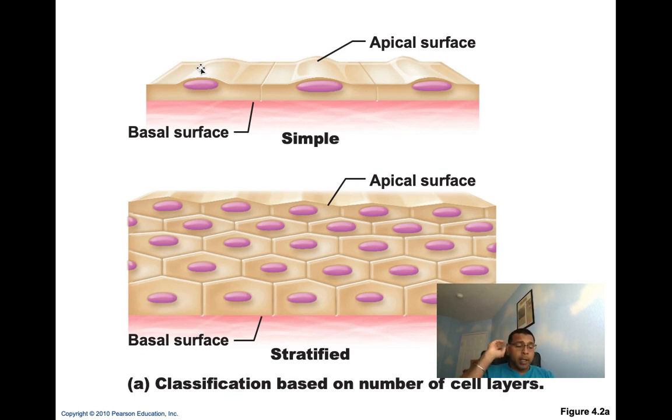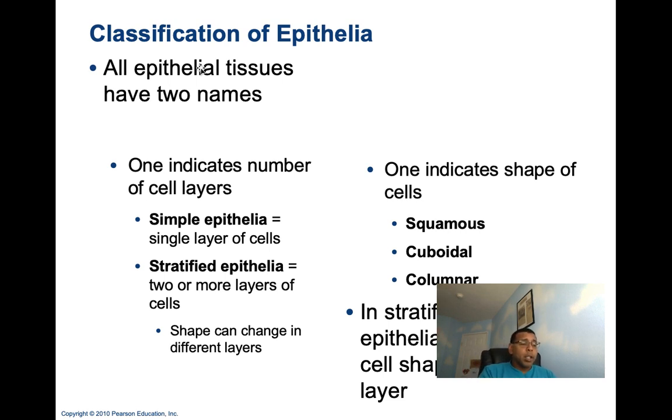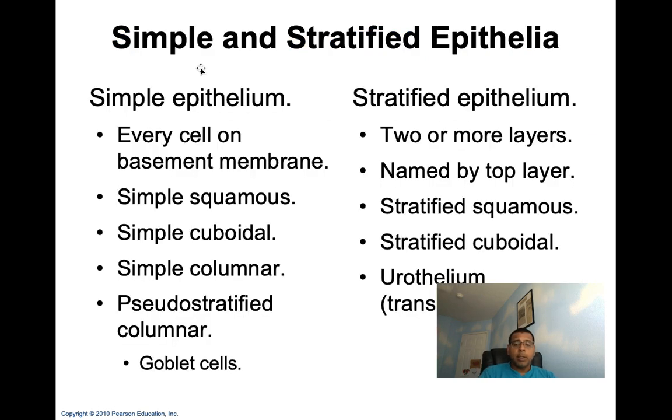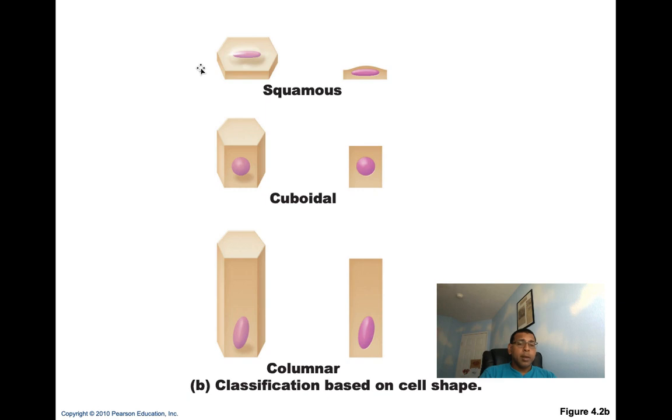Let's add the second name. When we talk about the second name, the cell shape is what we're going to be looking at here. When we talk about cell shape, we have either squamous cells, which are flattened and scale-like cells, or cuboidal cells, which are box-like cells, as tall as they are wide, or columnar cells, which are tall and column-shaped cells.